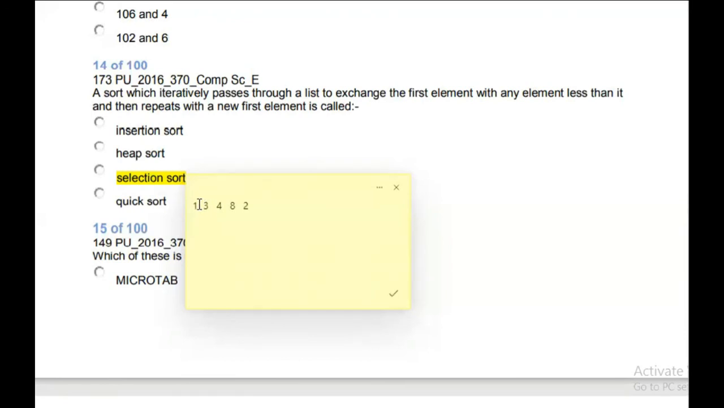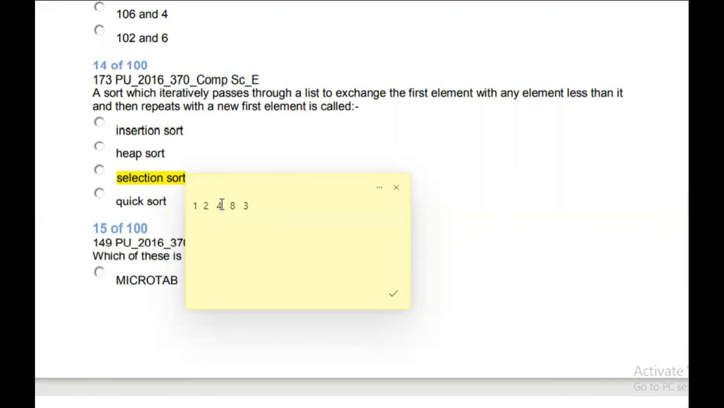So the selection on the first element is removed and we select the second element, 3. 3 is compared to 4, 3 is smaller, no change. 3 is compared to 8, 3 is smaller, no change. 3 is compared to 2, 2 is smaller. So we swap the elements. Here 3 would be here and 2 would be here. So the second iteration is completed. So move on to the third iteration.